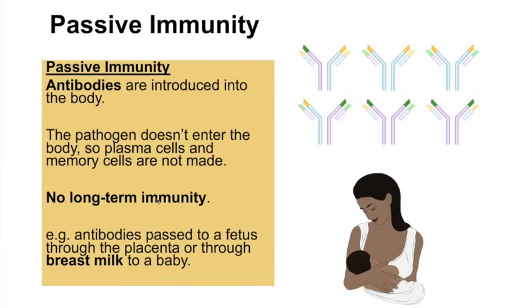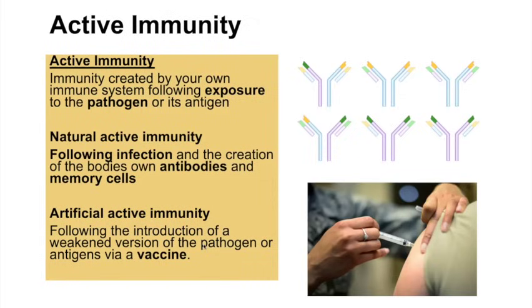Examples of passive immunity could be antibodies passed to a fetus through the placenta, or through breast milk from the mother to their baby. Active immunity, as we said, is when the immunity is created by your own immune system following the exposure to the pathogen. But this can be either natural or artificial. Natural is following an infection where you've actually had that pathogen within your body. Artificial is following the introduction of a weakened version of the pathogen or antigens via a vaccine.